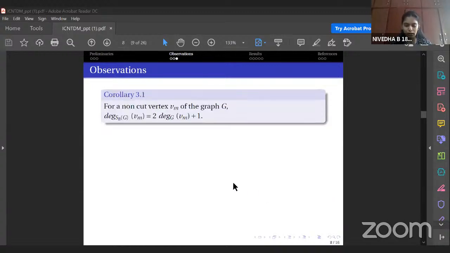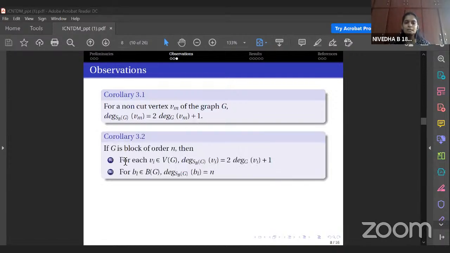And the next, suppose the vertex is a non-cut vertex, then the degree of Vm in SB of G, where Vm is a vertex which is not a cut vertex, is equal to twice the degree of Vm in G plus 1. Because when a vertex is not a cut vertex, then it is adjacent to exactly one block vertex. So obviously S is equal to 1 here.